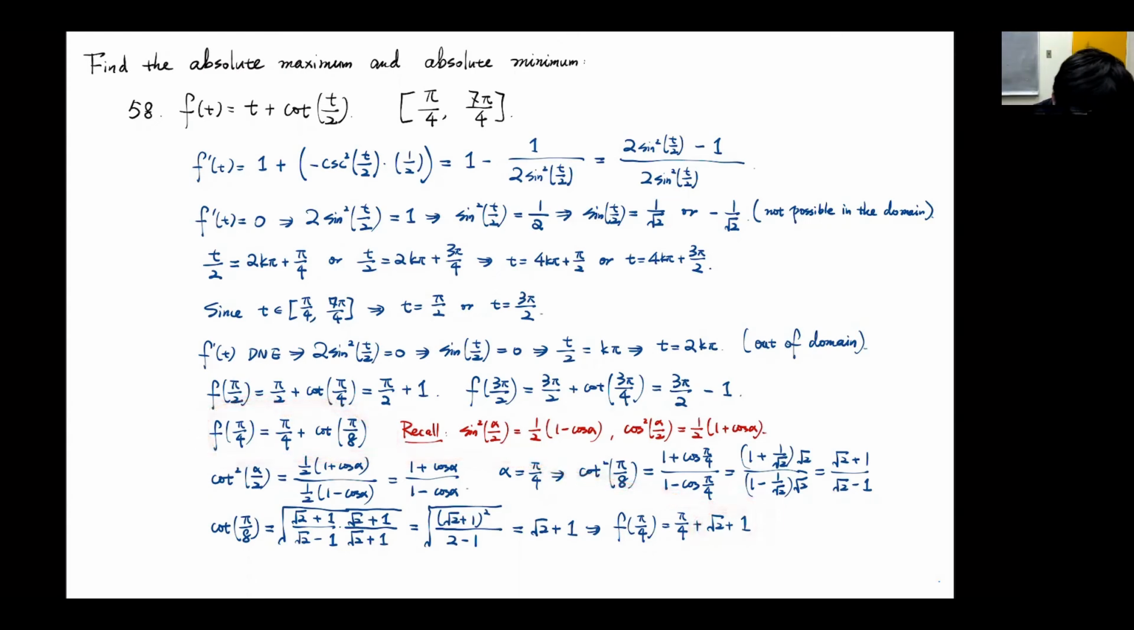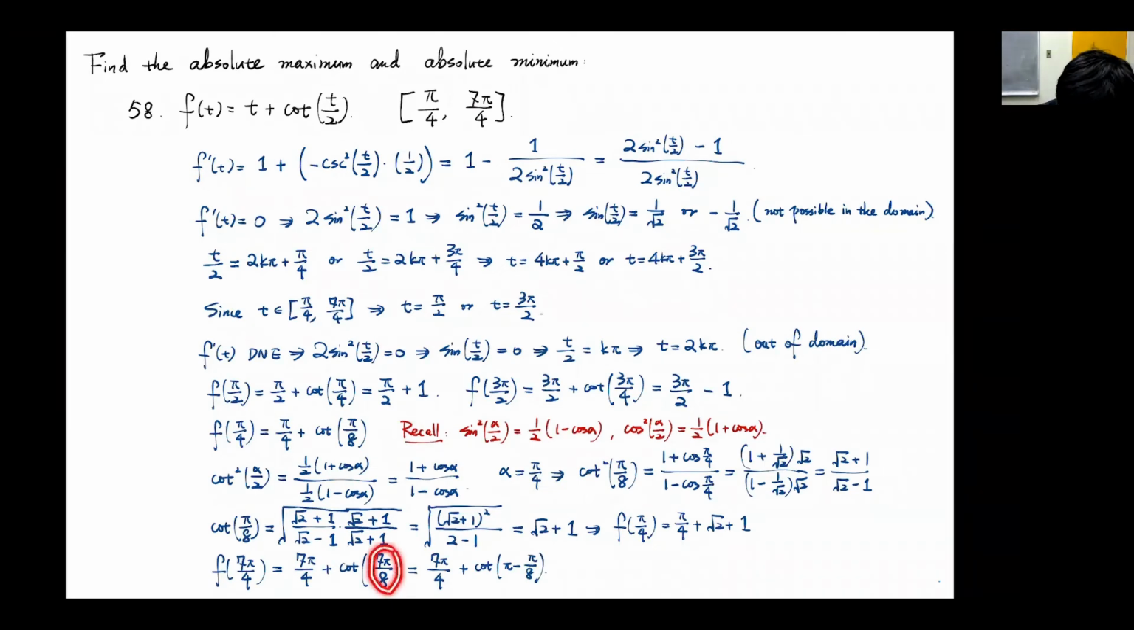Okay, so we still have another endpoint value, f of 7 pi over 4. And how do we compute that? Well, this will be 7 pi over 4 plus cotangent of 7 pi over 8. Because we already know cotangent of pi over 8, we can use the complementary formula for the cotangent function. More precisely, cotangent of 7 pi over 8 will be the same as cotangent of pi minus pi over 8.